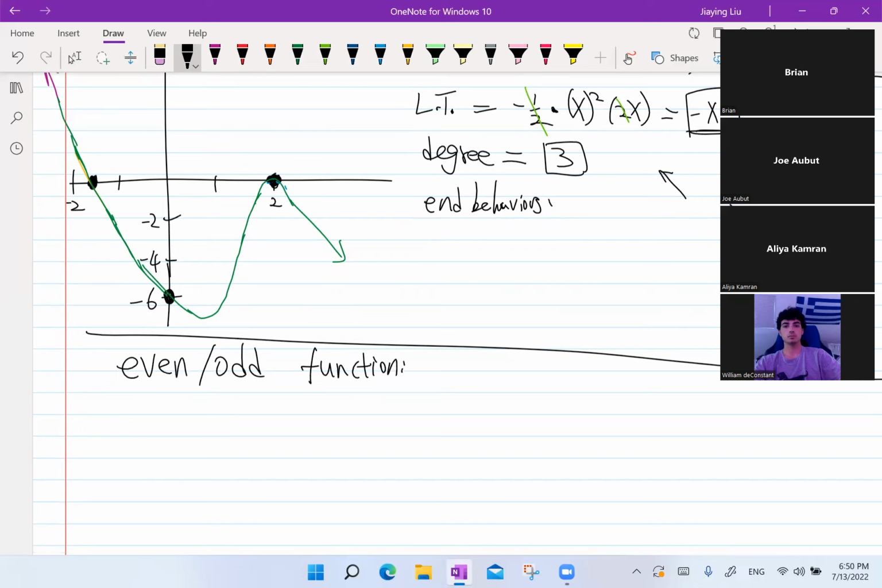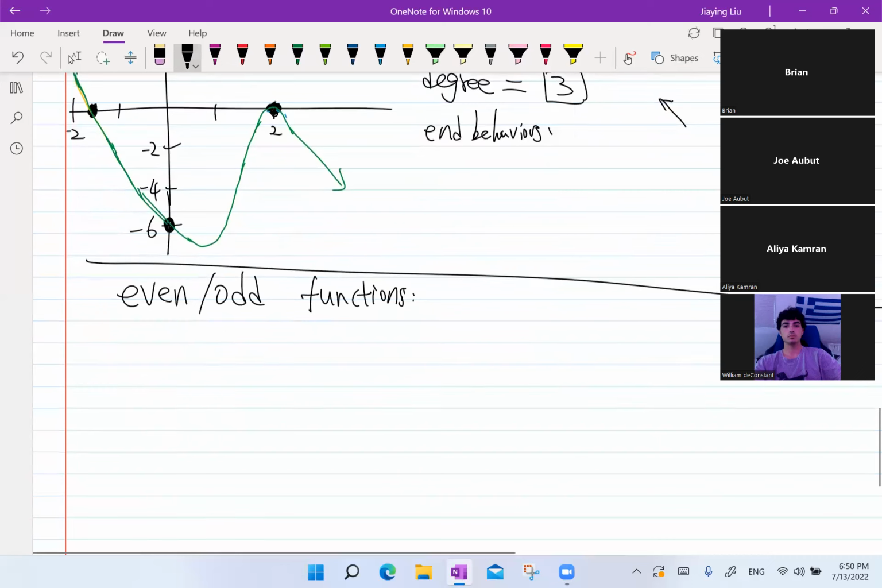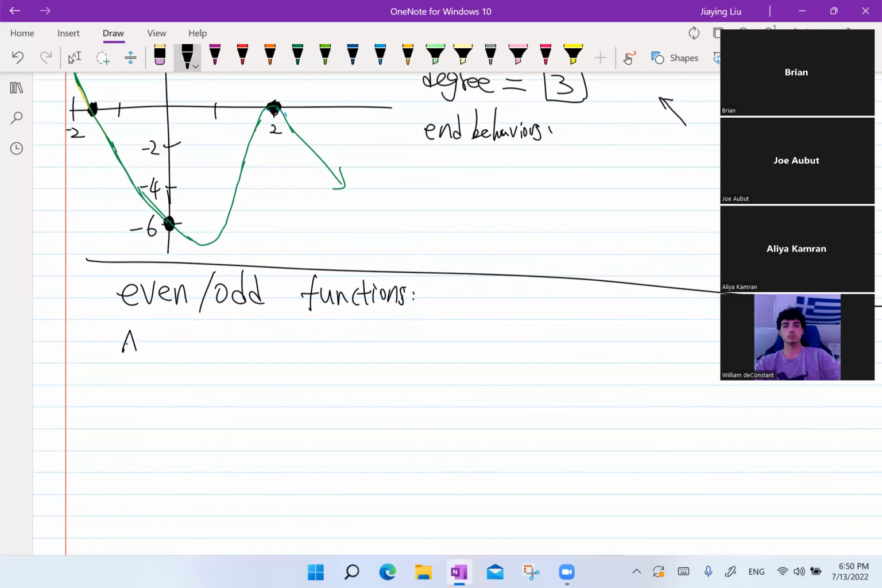So I'm going to give you the criteria or the condition for even and odd functions first, and then I'm going to go through maybe two examples. So a function f of x is even. To test whether it's even or not, we can look at f of negative x. If a function f of x is even, f of negative x must equal f of x. So the graph looks like this.